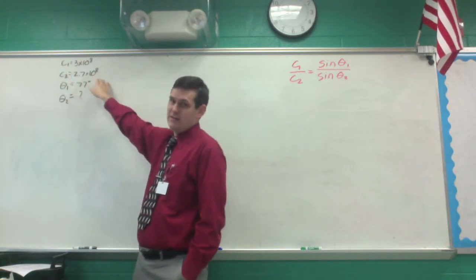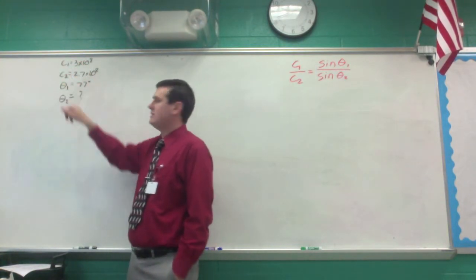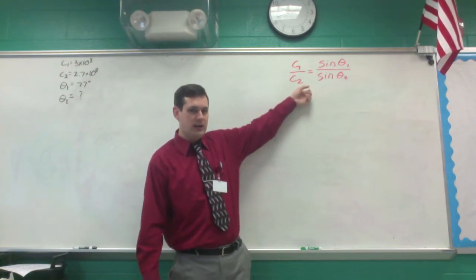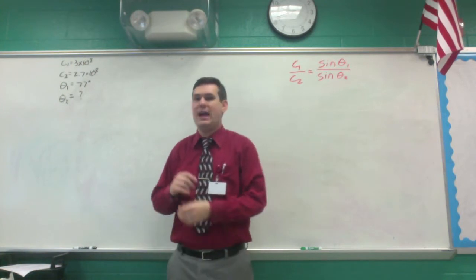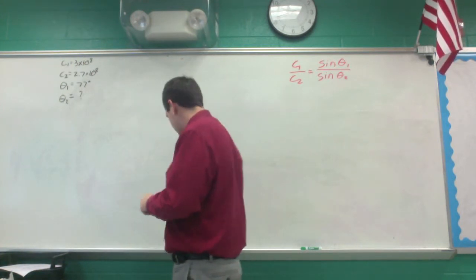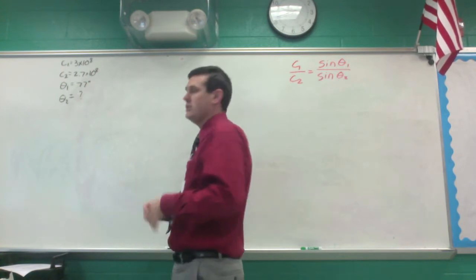C2 is 2.7 times 10 to the 8th. Theta 1 is 77 degrees, and we need to find theta 2. Either way, though, same thing. We're going to plug it into here. We're going to have to cross multiply. We're going to have to use the calculator to get the sine figured out. So let's just start by doing the thing we always do and just plug it in.